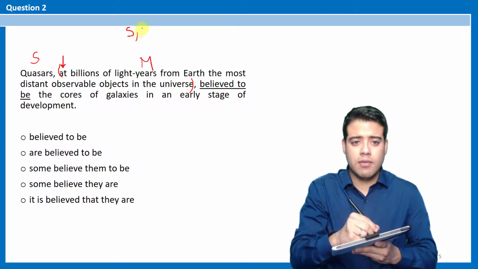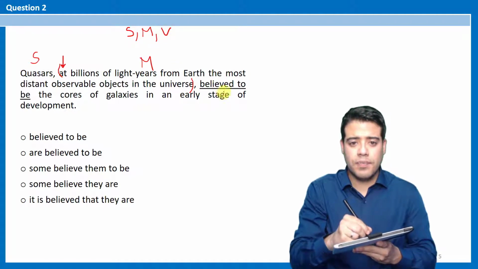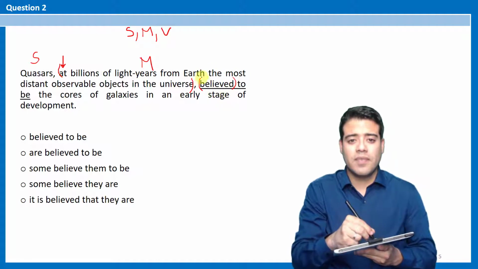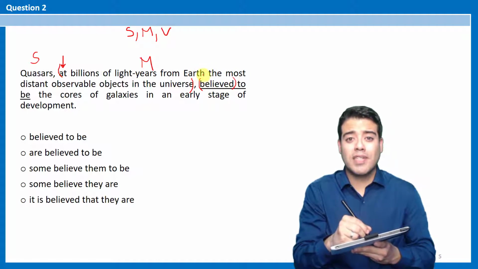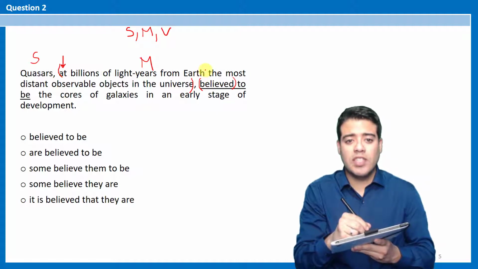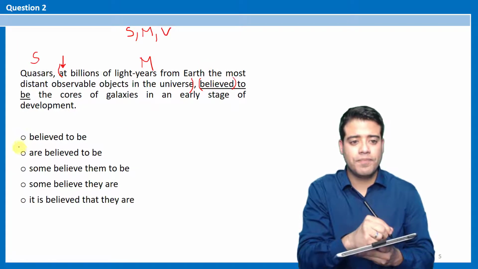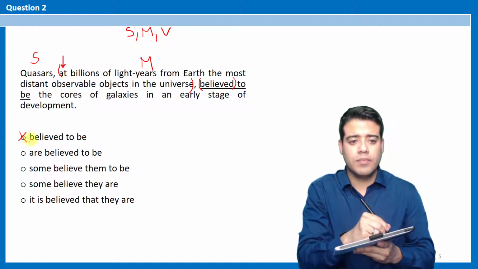You have a subject, modifier, and right after the second comma, you need a verb. Now the word believed, I know it looks like a verb, but it isn't. It is, again, a past participle modifier that describes quasars. So quasars, believed to be the course of galaxies in an early stage of development, is not a sentence. This is wrong. And the only possible choice, the only one with a verb, is B.